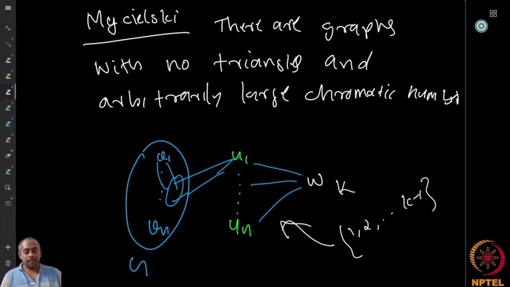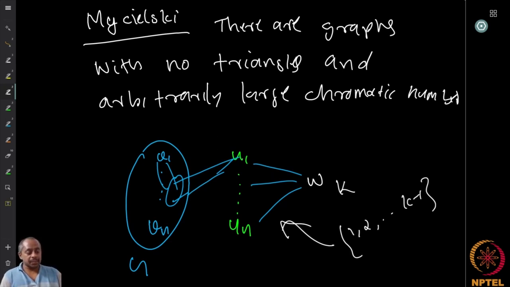Why is that? Because whatever color is for UI, that is adjacent to the vertices here, right? So the color of UI is not going to be used on the neighbors of VI, because UI and VI share the same set of neighbors. So since UI is given some color, whatever color it is, that color can be given to VI also, because the neighbors will use different colors. So this I can do for every UI, which means that the colors used here can be exactly used on the vertices V1 to VN also.